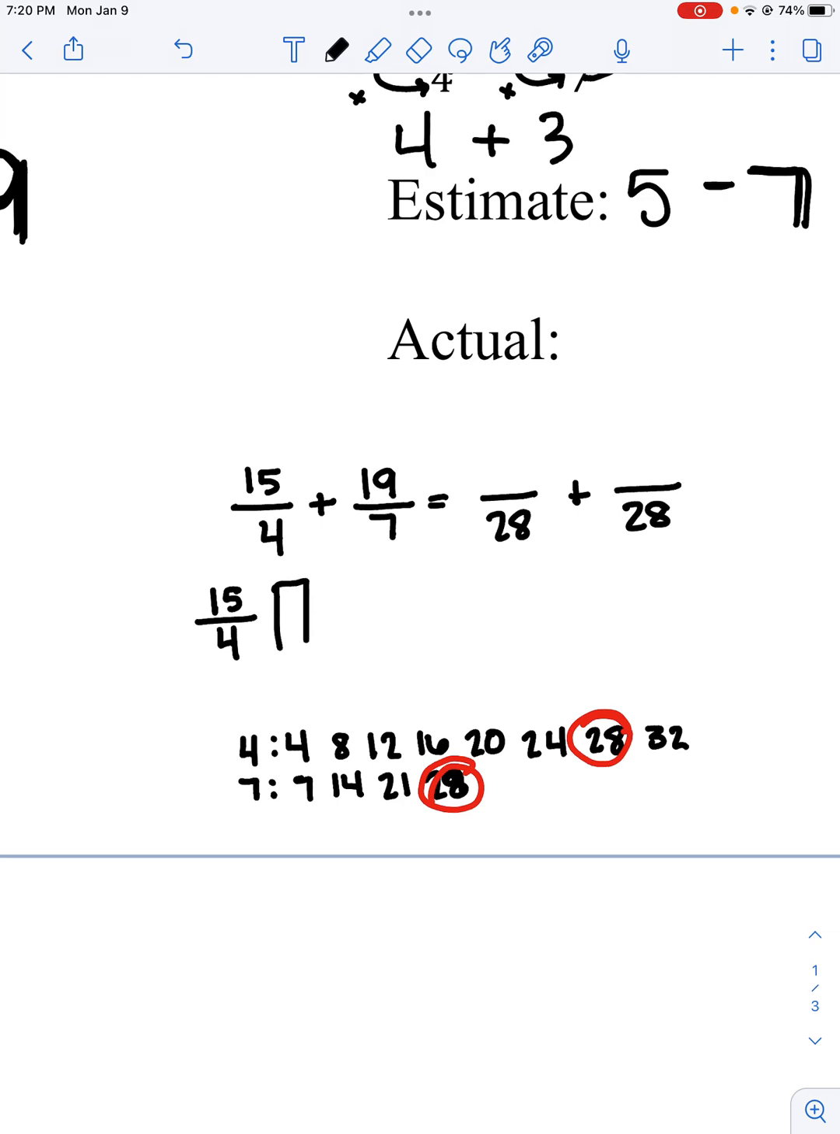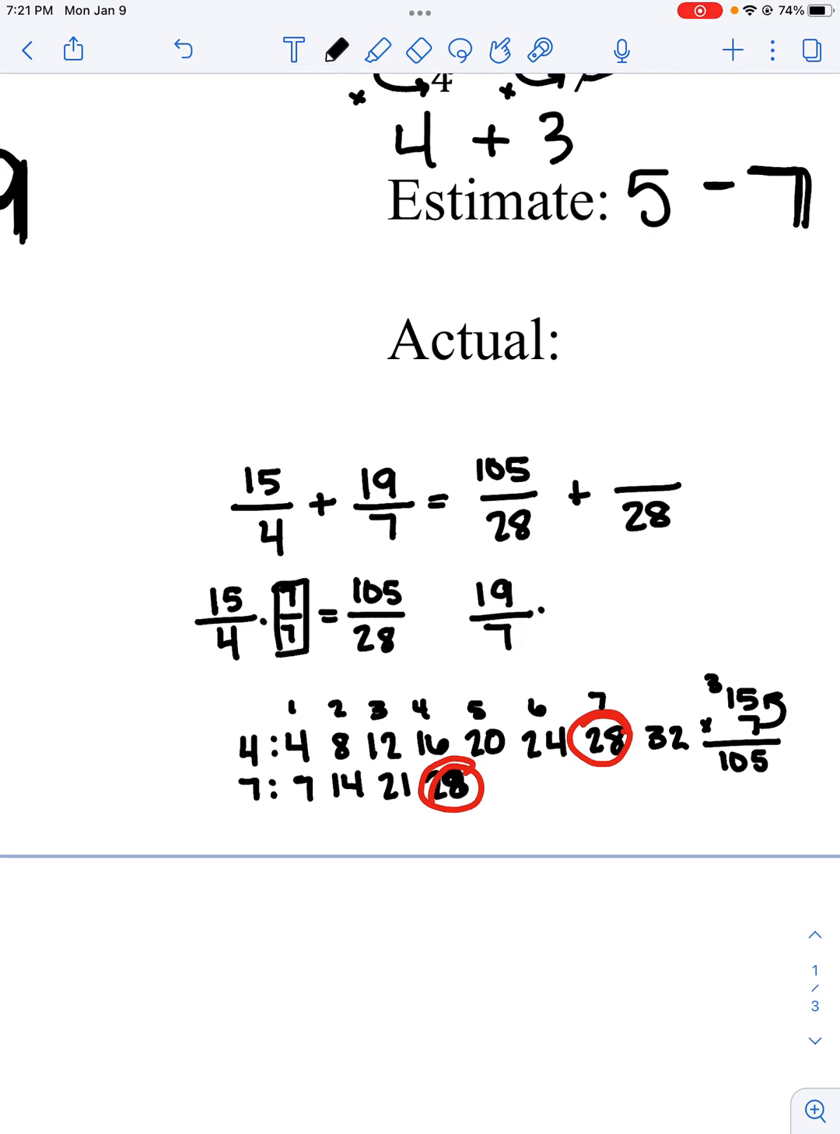I need to create equivalent fractions. I use a giant 1. 4 times 1, 2, 3, 4, 5, 6, 7 is 28. 15 times 7. 7 times 5 is 35. 7 times 1 is 7, plus 3 is 10. It's 105.